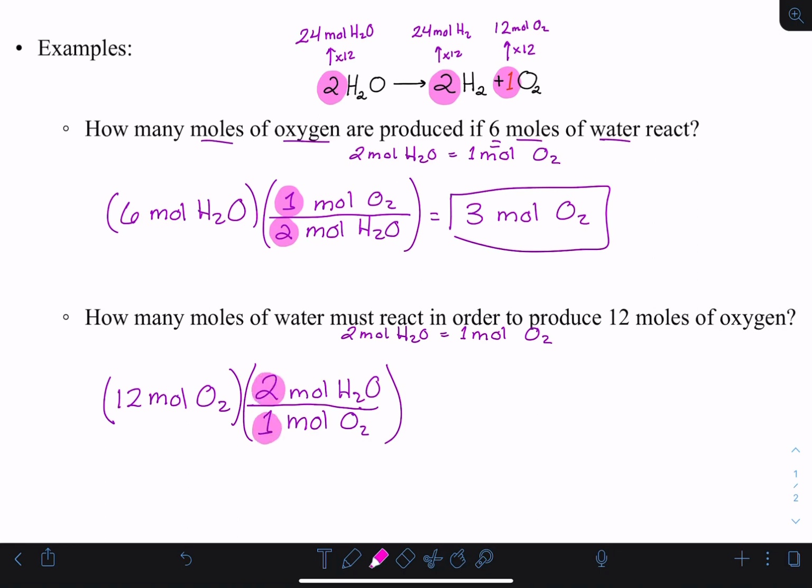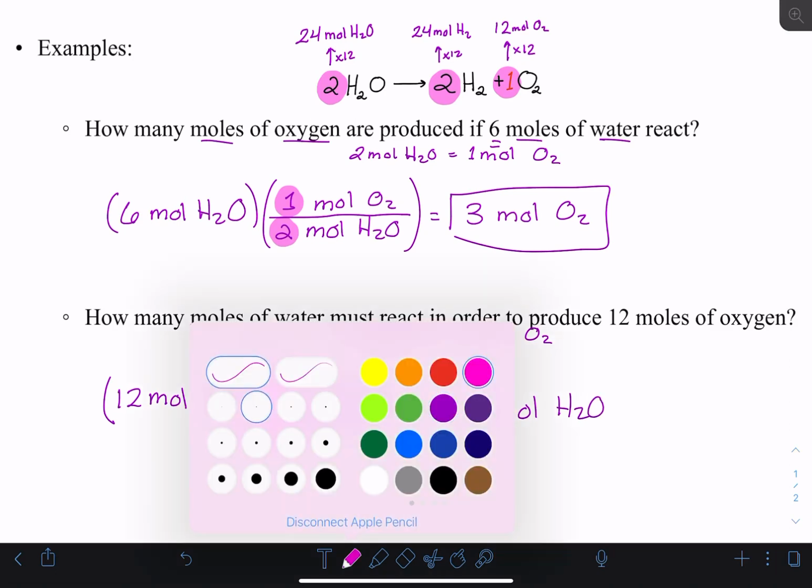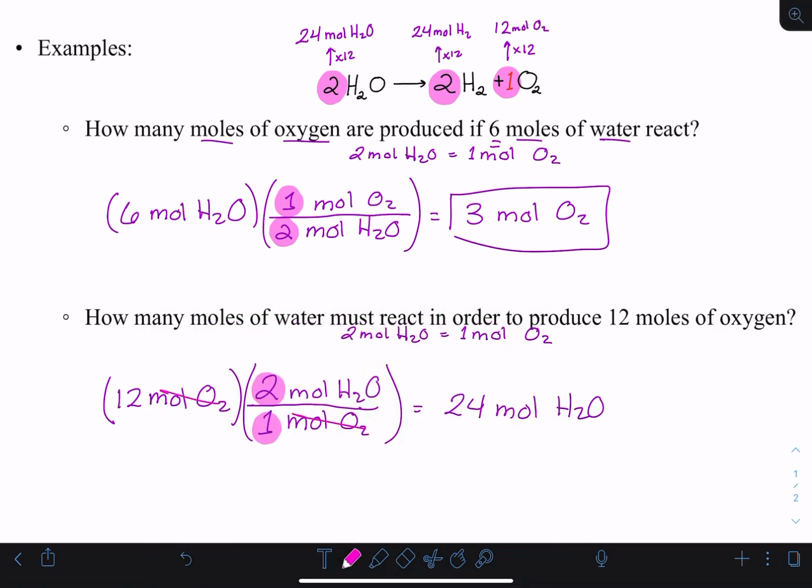So again, these are coming from our coefficients. And now we have 12 times 2 is 24 moles of water. Since our units of moles of O2 canceled moles of O2, up there we were canceling moles of water to end up in moles of O2. So which way your ratio goes depends on what unit you're trying to end up with.